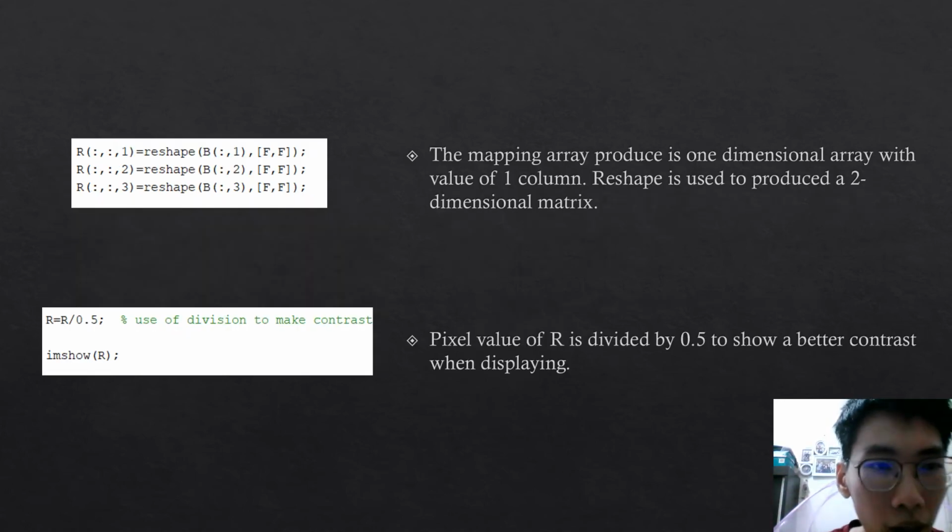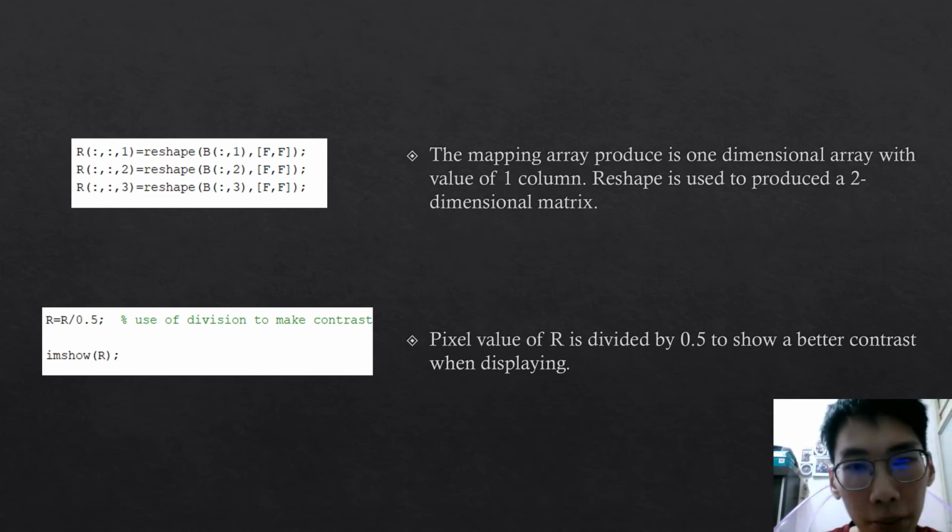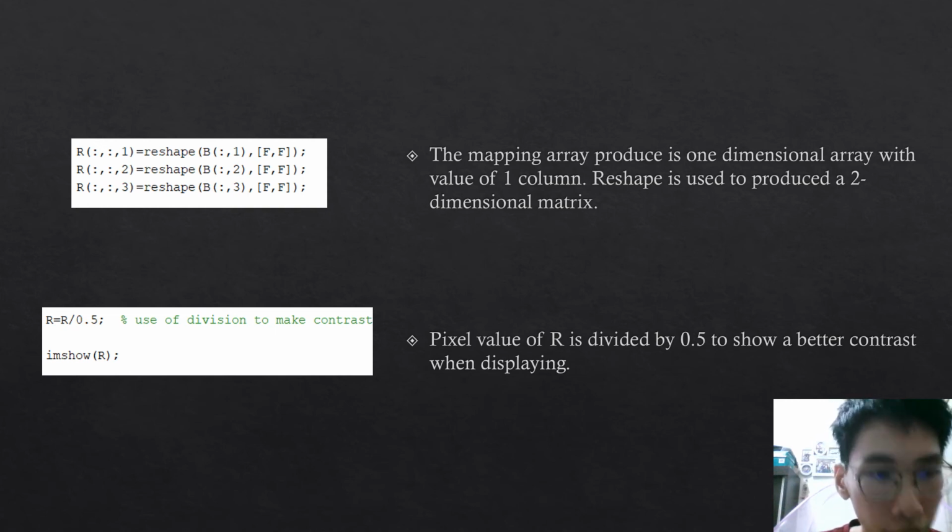After that, I reshaped the matrix into two-dimensional. It was one-dimensional before. It was only one column, as the mapping array produces a one-dimensional array with 1 column. I reshape it to produce a two-dimensional matrix so that it can draw the image. After that, I divided the matrix by 0.5 to show a better contrast.